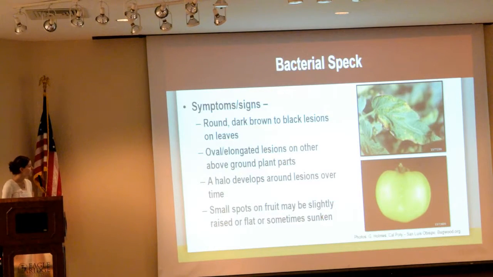With bacterial speck, you have brown, dark brown, to black lesions on the leaves, as you see here. These lesions may become oval or elongated on other above ground plant parts, and you may have a halo or a yellow ring that occurs around lesions over time. And on the fruit, you can have small spots that may be slightly raised or flat or sometimes sunken.